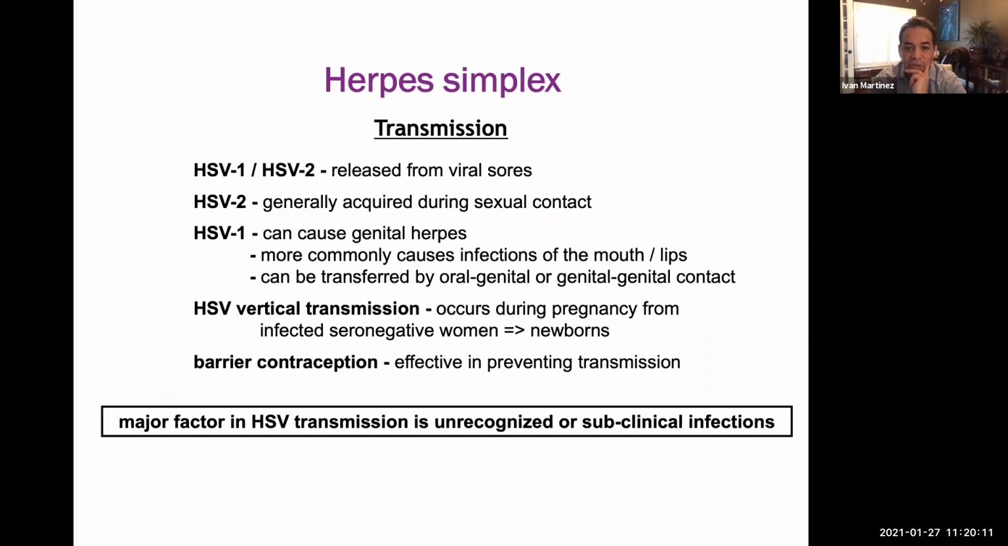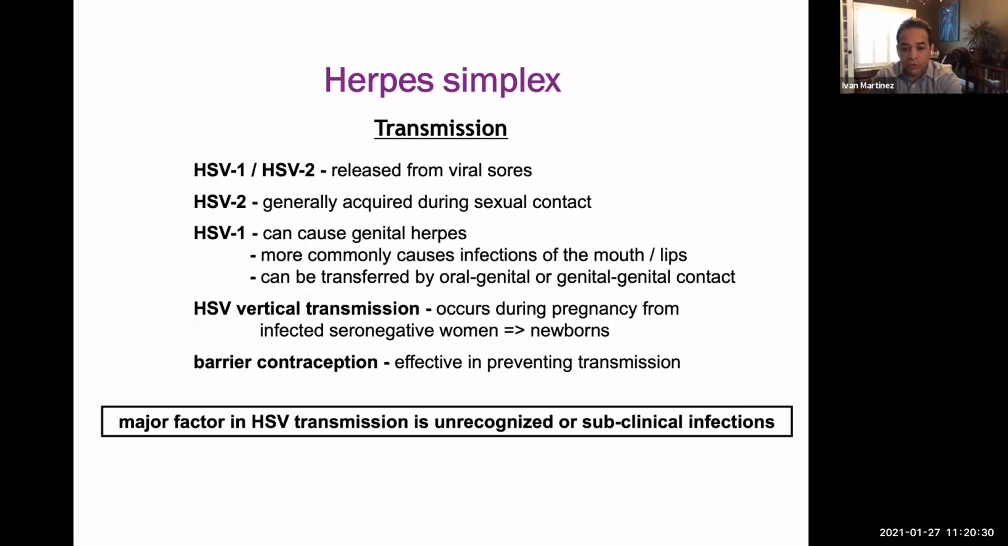Herpes simplex transmission, of course, occurs from a viral source. HSV2 is generally acquired during sexual contact. HSV1 can again cause genital herpes, but more commonly causes infections in the mouth and lips. It can be transmitted by oral-genital or genital contact.